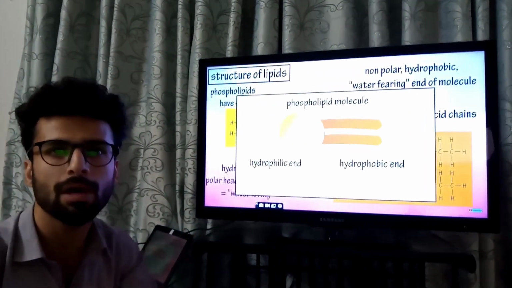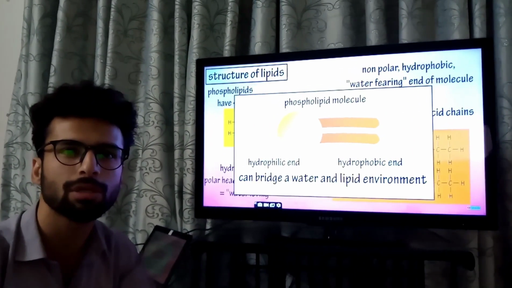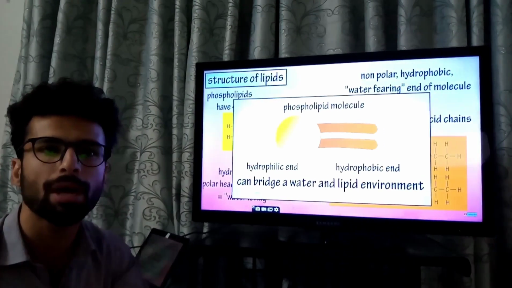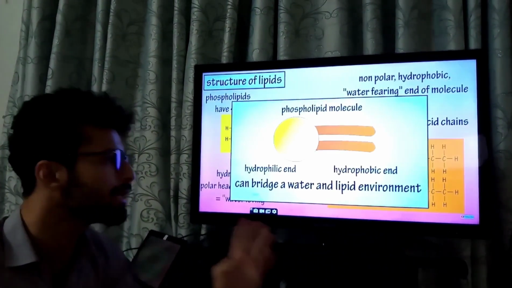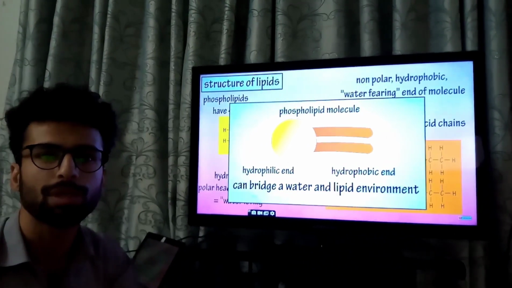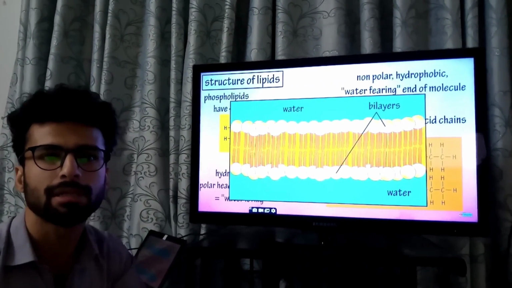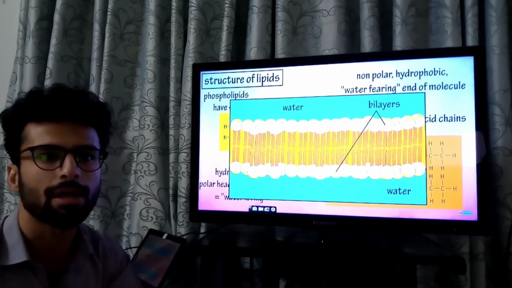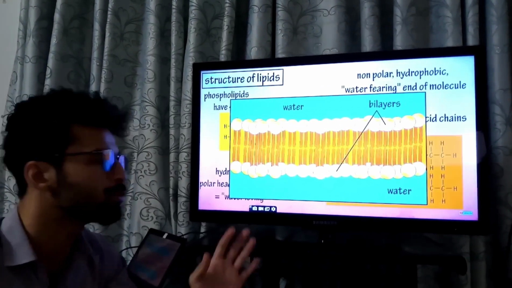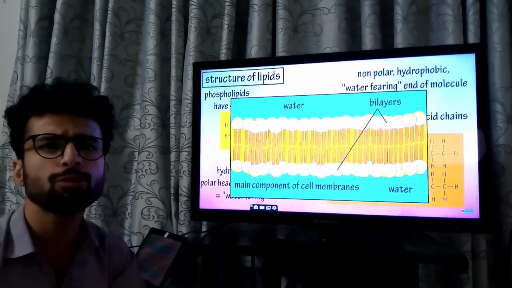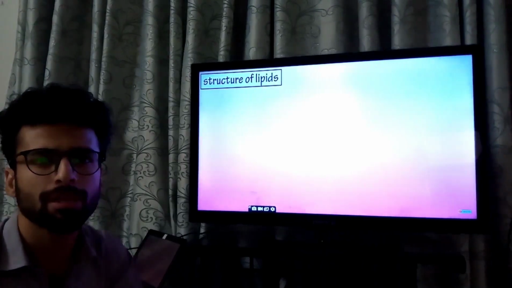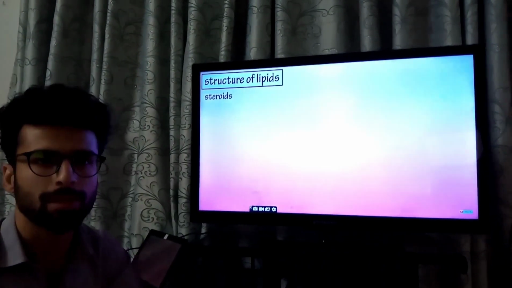This property, having a hydrophilic and a hydrophobic region, allows this molecule to bridge the water environment and the lipid environment as well. So in water, these molecules will form a bilayer with the fatty acid tails facing each other and heads facing outwards. As you can see here, phospholipids are the main components of the cell membrane as well.